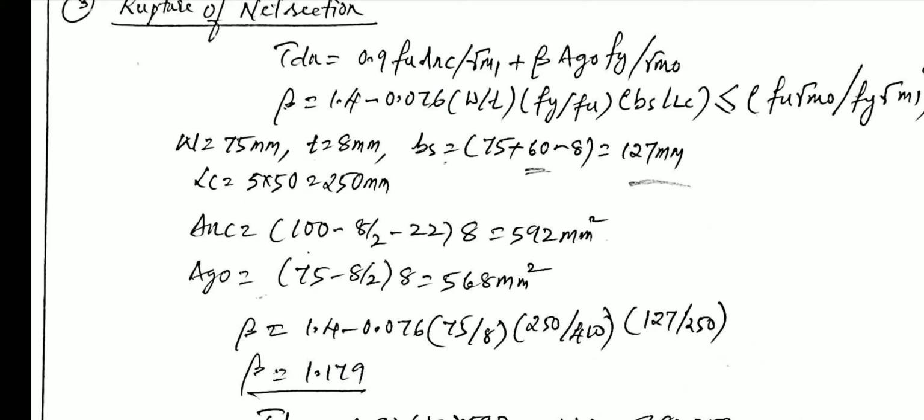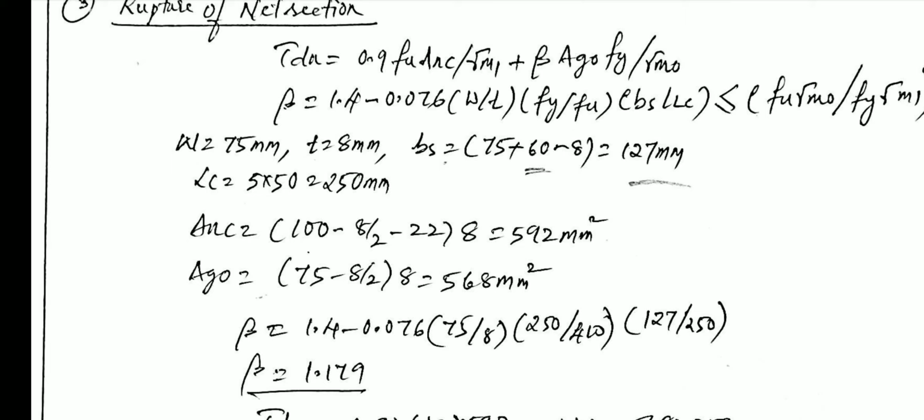Now Anc. What is Anc? Anc is the net area of the connected leg. It is given as 100. 100 is the leg, minus 8 divided by 2, because this is thickness divided by 2, you will get exactly the center, minus 22, which is the diameter of the hole, into 8. So you will get 592 mm².